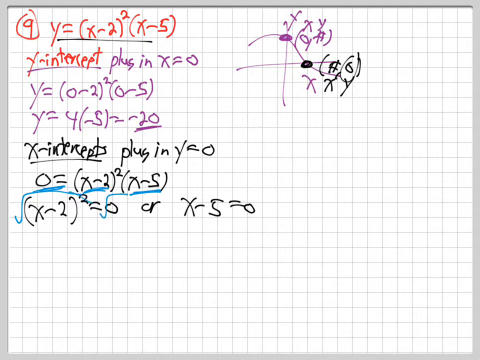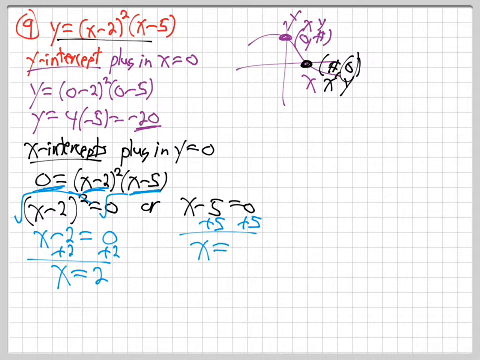Then finish solving this one. Square root cancels out the 2. Square root of 0 is just 0. And then add 2 to both sides. X is 2. This one, add 5 to both sides. X is 5. So the x-intercepts are 2 and 5.